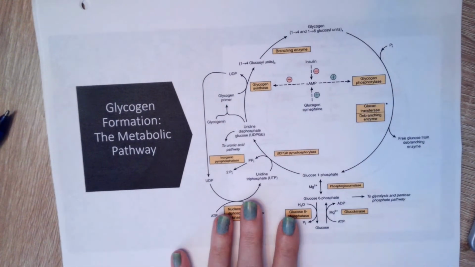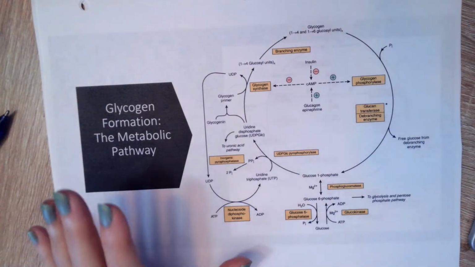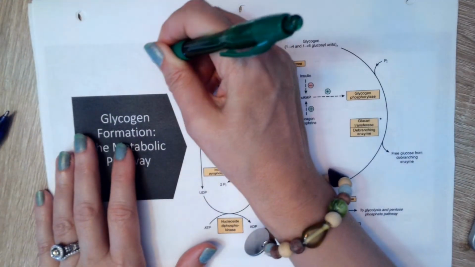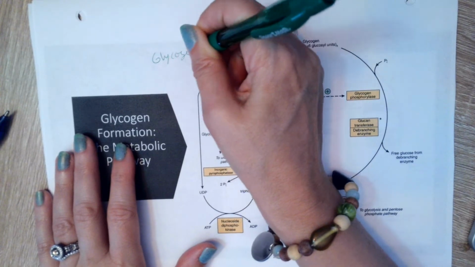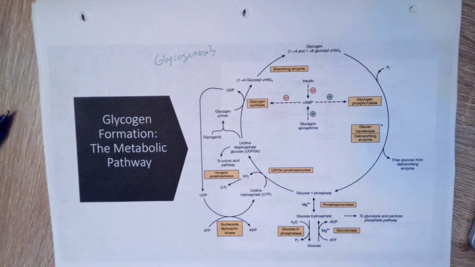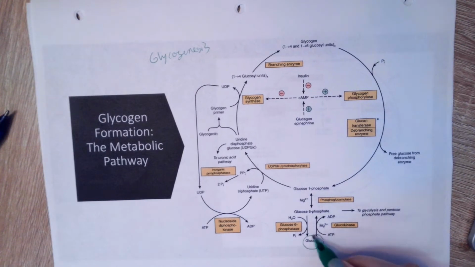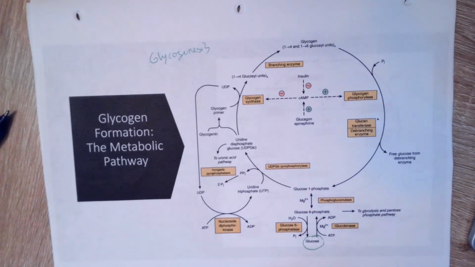Okay, now here is the pathway for glycogenesis. So this is our glycogenesis pathway. And I want you to notice one thing, or a bunch of things on here actually. Look for glucose. Glucose in this unit, because we're talking a lot about glucose and glucose metabolism and all that kind of stuff.